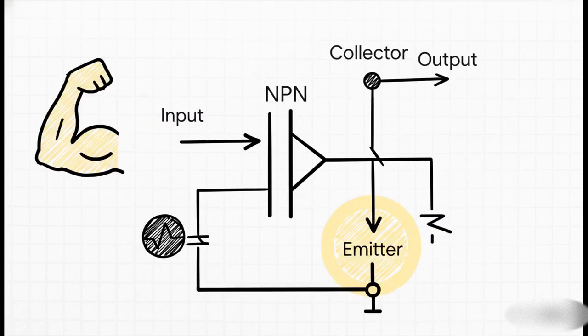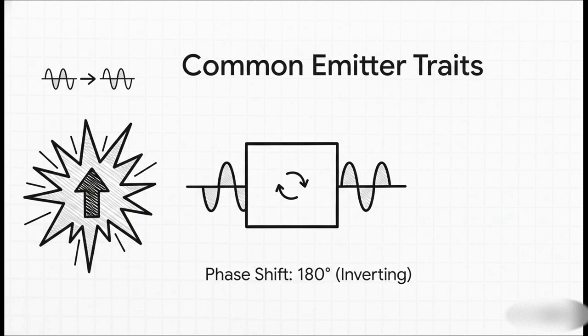Next up, we have the undisputed champion, the most popular and versatile setup of them all, the common emitter configuration. This is the true workhorse. You are going to find this in the vast majority of transistor amplifier circuits out there. This guy is the all-rounder. It boosts both the voltage and the current, which means it gives you the biggest possible increase in overall power of any setup. It's just incredibly useful.